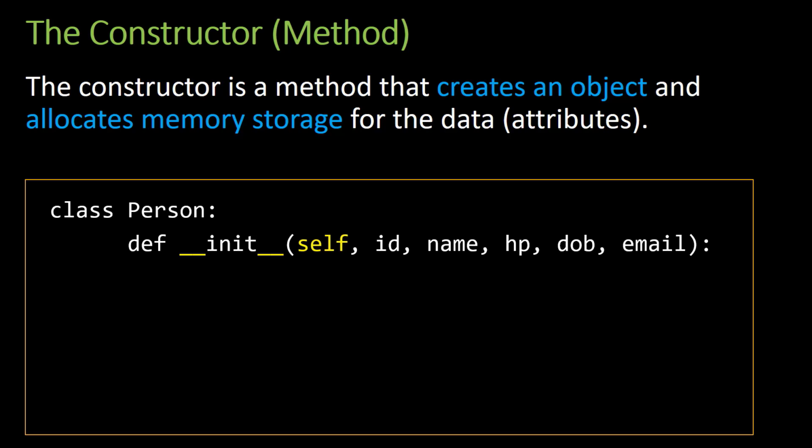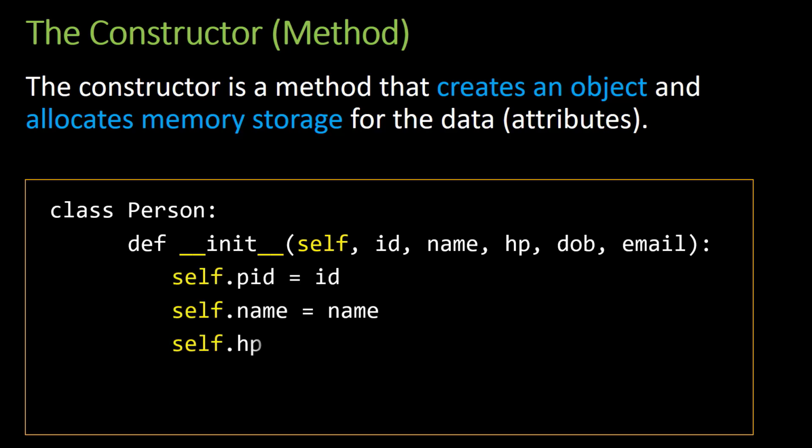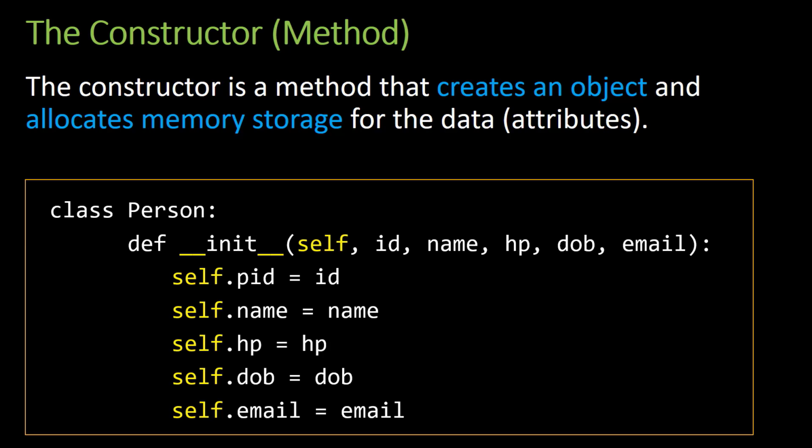Now within the brackets here, you see 6 parameters. The first one is self, followed by 5 more arguments for the person class. So there are altogether 5 arguments, excluding the self. In the next 5 lines, we assign self.pid to the ID, self.name to the name, self.hp, which is the handphone, self.date of birth, and self.email to each of these arguments.